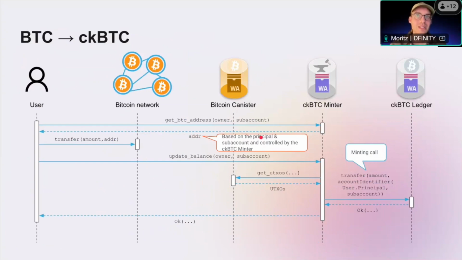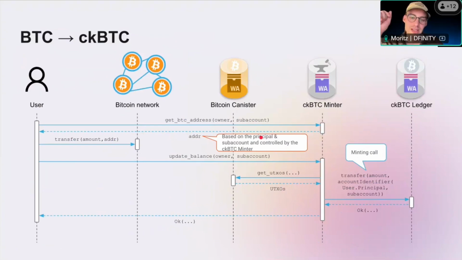So the CKBTC minter canister gives every user that interacts with it a unique address on the Bitcoin network that is only reserved for this single user. And it does so by deriving this Bitcoin address using our principal, which is basically our address, and using this as a derivation path when calling the ECDSA public key endpoint provided by the management canister.